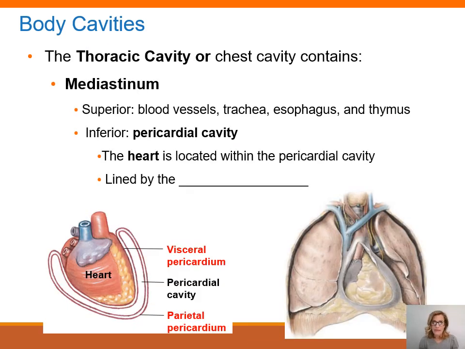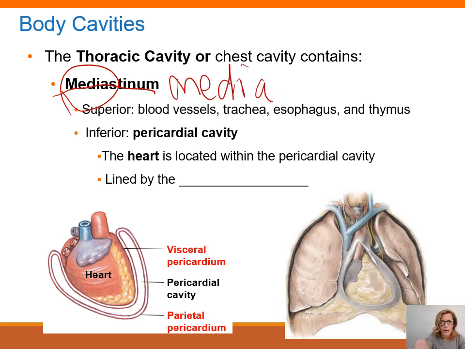Moving on in the thoracic cavity, we said that on either side of the thoracic cavity, we have the pleural cavities and the lungs. The area in between the lungs, the area in the middle, is referred to as the mediastinum. And just look at that word, right? Look at this first part here. It looks very similar to the word medial. And if you remember from your directional terms, medial is towards the midline of the body. The mediastinum is the area in the middle, right along the midline.